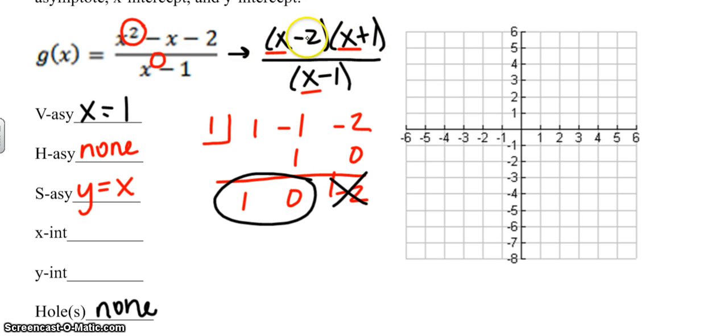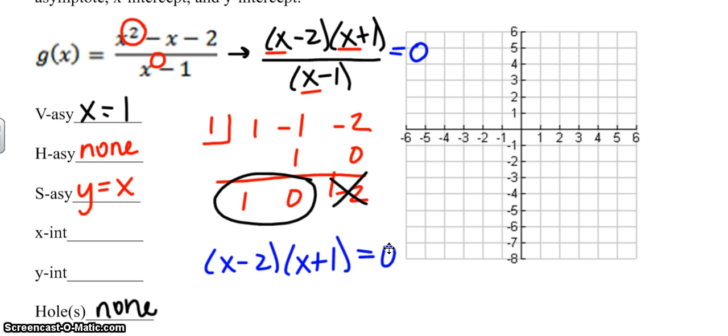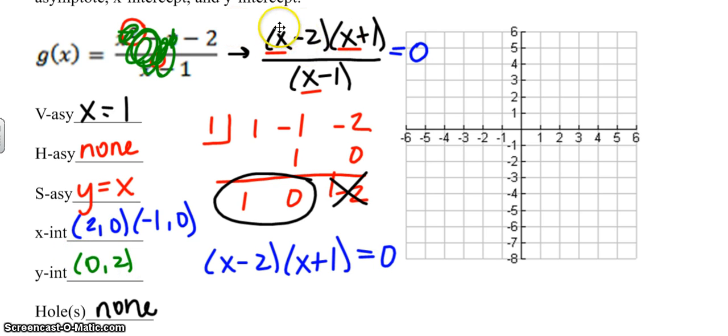For x-intercepts, I'm going to set this whole thing equal to 0 and multiply both sides by x minus 1. So I get x minus 2 times x plus 1 is equal to 0. A fraction is equal to 0 when the numerator is equal to 0. That's another way to remember that. Again, a fraction is equal to 0 when the numerator is equal to 0. For the y-intercept, I'm going to plug in 0 for x. Okay, and I get negative 2 over negative 1, which is going to be 2. I could also plug it in here, negative 2 times 1 over negative 1.